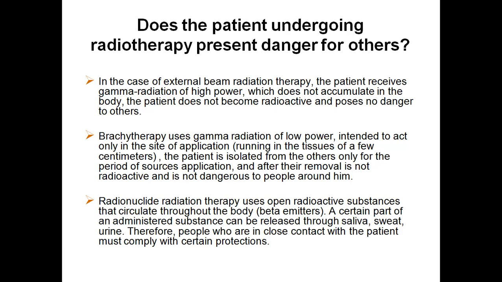In cases of radionuclide radiation therapy, open radioactive substances are used that circulate throughout the body, I mean beta emitters in blood flow. A certain part of an administered substance can be released through saliva, sweat, and urine. Therefore, people who are in close contact with the patient must comply with certain protection. But we should remember that the dangerous distance between the person who undergoes radionuclide therapy and an intact person is several centimeters, and a distance of more than some centimeters is quite safe.